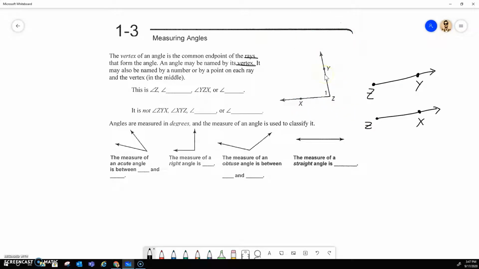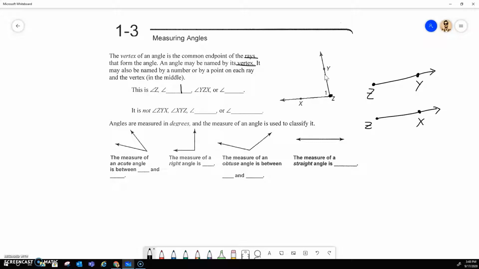So let's take a look at this. An angle may be named by its vertex. So we can name this angle right here as angle Z, because the vertex is that common endpoint of these two rays. We can also name this angle by a number, in this case the number 1.